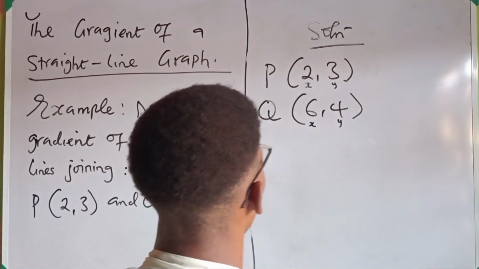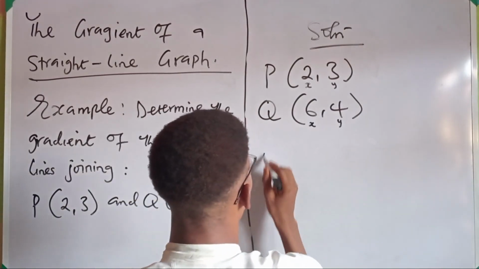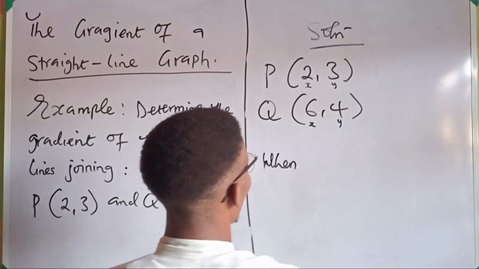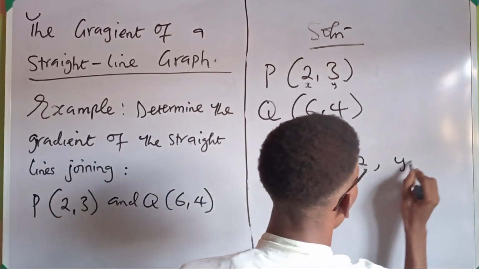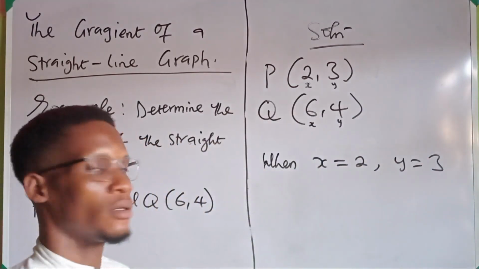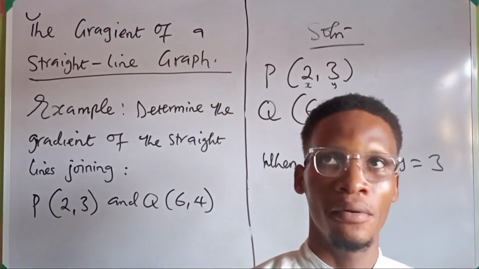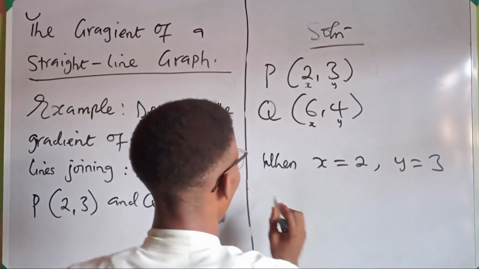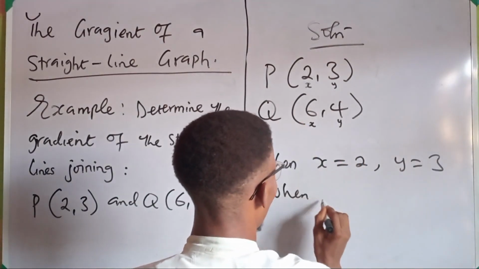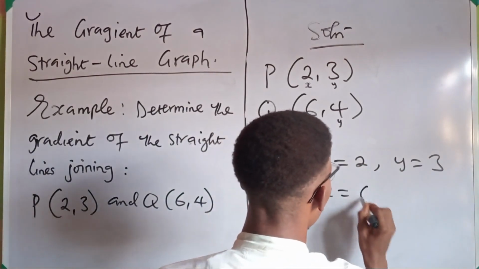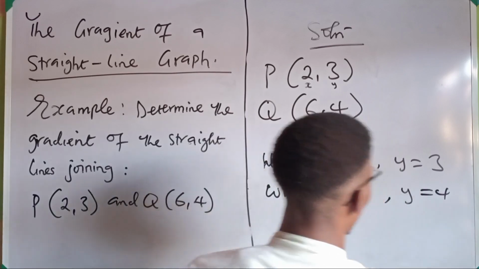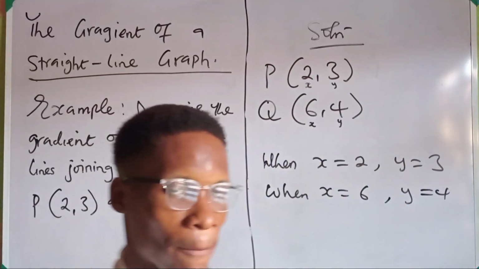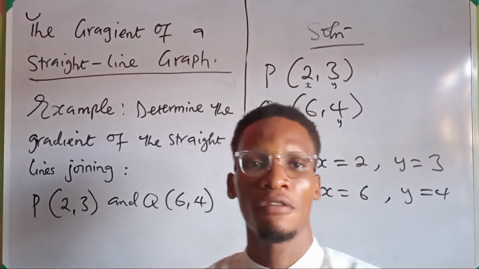Now, we can say when X is equal to 2, Y is equal to 3. You can also say when X is equal to 6, Y is 4. This is what you're going to use to plot your graph, and it will give you the gradient.